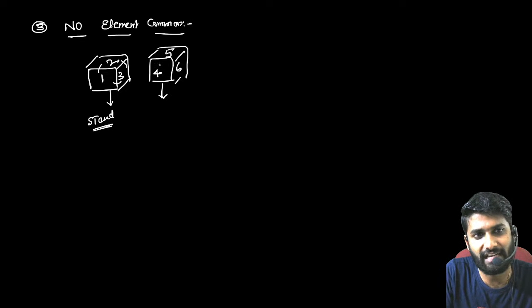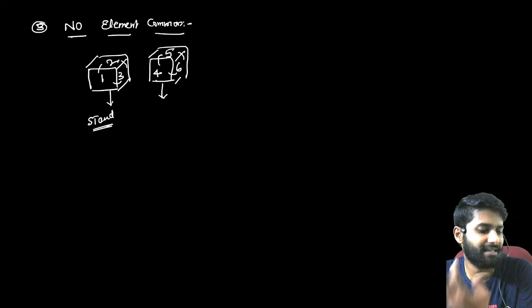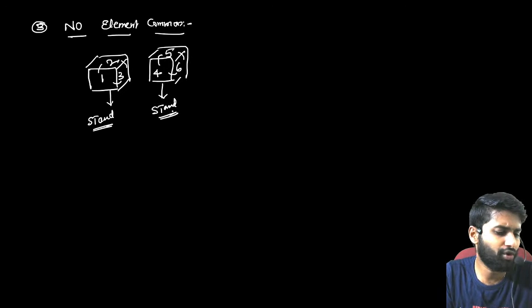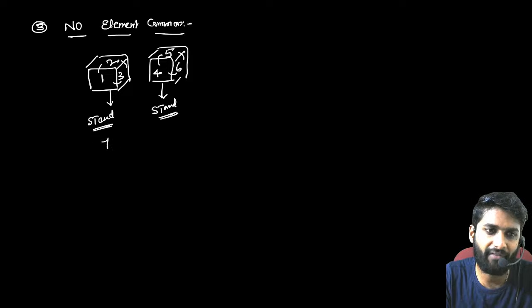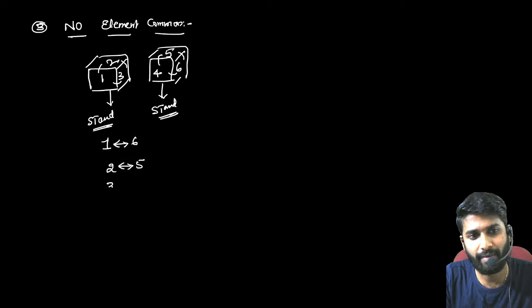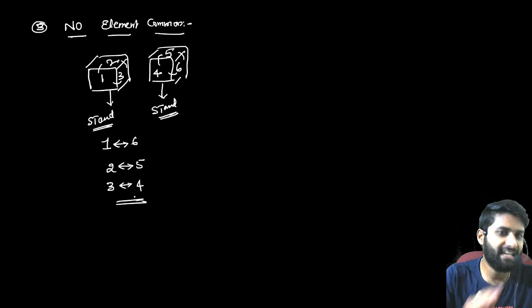Now I can identify the second one: 4 plus 5, 5 plus 6, 4 plus 6. If I add any two adjacent numbers, the result is not 7. Adjacent sums are not 7, so definitely it is standard. Now if both are standard, then I can give the perfect answer: 1 and 6 are a perfect opposite pair, 2 and 5 are a perfect opposite pair, 3 and 4 are a perfect opposite pair. If there is no common element, just identify the dice type.